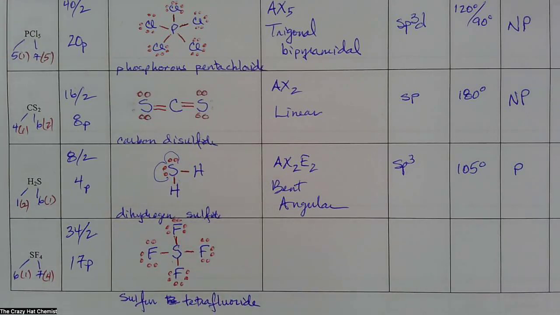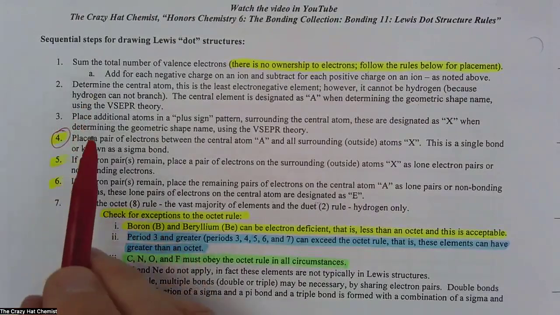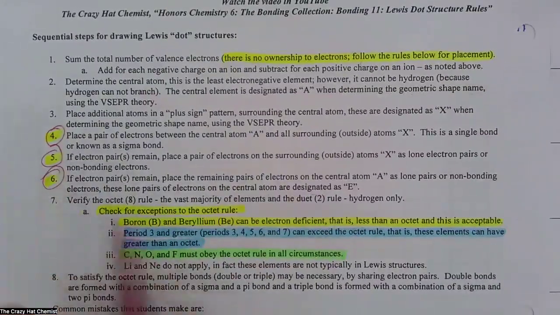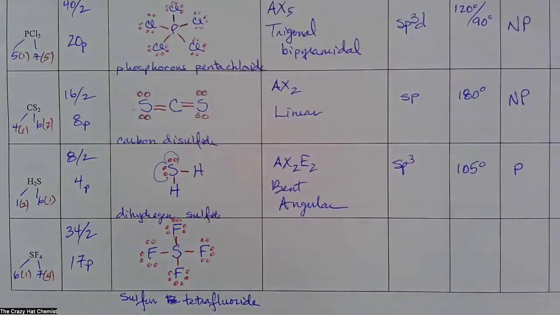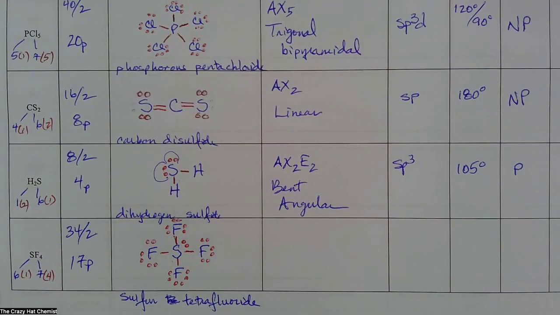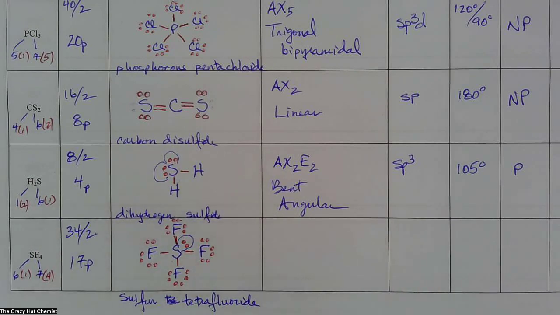Where do I put them? Well, that's why we follow these rules to the T. That is, we first place a pair of electrons between the central and outside, then on the outside elements, and then finally dump the rest on the central element. So that is just like that. I'm going to highlight this here. That is a lone pair of electrons on the central element right there.